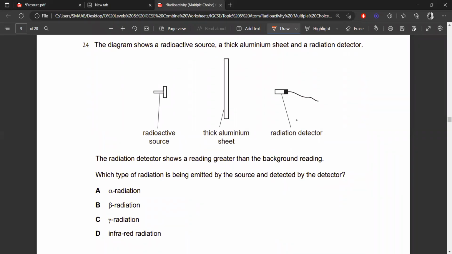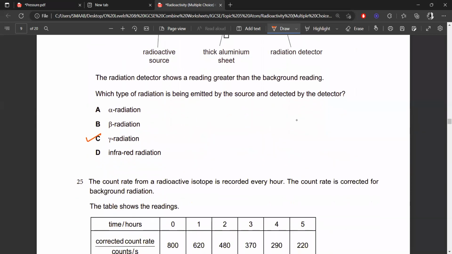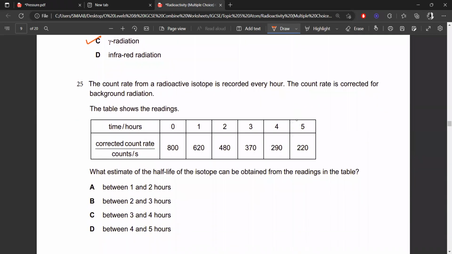Okay, 24 is again easy. So we have a thick aluminum sheet and the radiation detector shows a reading greater than the background radiation. It means we are receiving radiation from the radioactive source. So which type of radiation is it? We have a thick aluminum sheet in the middle, so it must be gamma, because beta radiation will be stopped by a thick aluminum sheet.